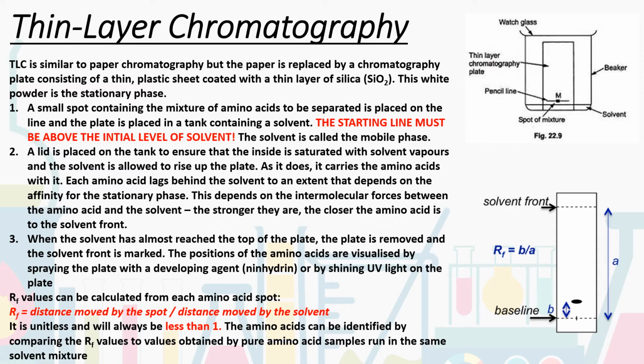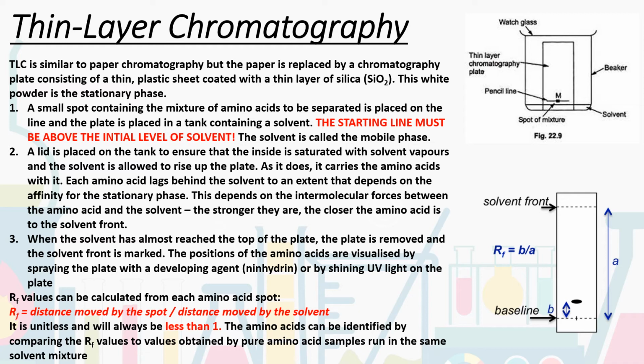So Rf is defined as how far the spot has moved from the baseline divided by how far the solvent front moved from the baseline. So you need to get a ruler out, measure how far the spot is from the baseline that you drew, measure how far the solvent front has moved up from the baseline, and then do one divided by the other. Now this is unitless. Typically we'll measure this in centimeters. So if we do centimeters divided by centimeters, we have a dimensionless value, and it will always be less than 1 because obviously the solvent front will have moved more than the spots will have done.